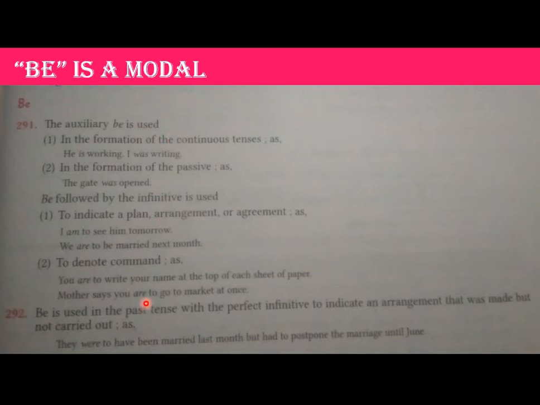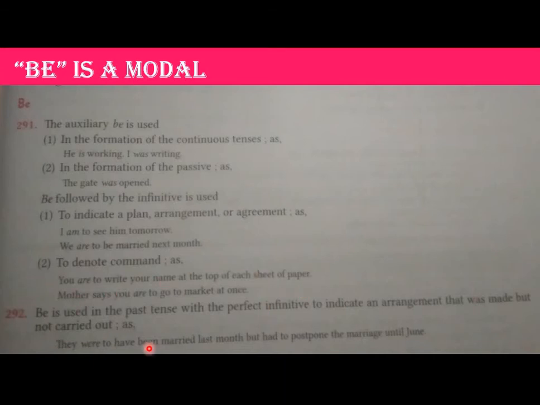The second use is to denote a command. When you are going to give a person a command, you use be followed by the infinitive. The example is: mother says you are to go to the market. Now, be is used in the past tense with the perfect infinitive to indicate an arrangement that was made but not carried out, as in: they were to have been married last month but had to postpone the marriage until June.